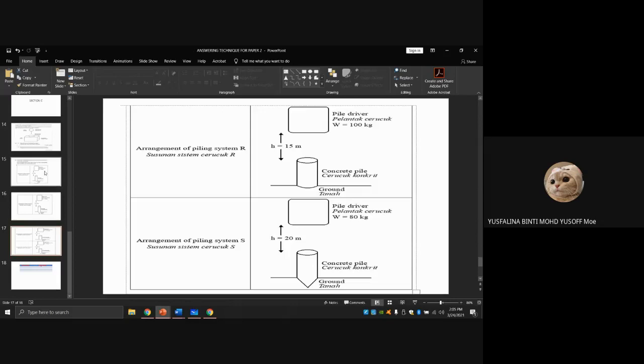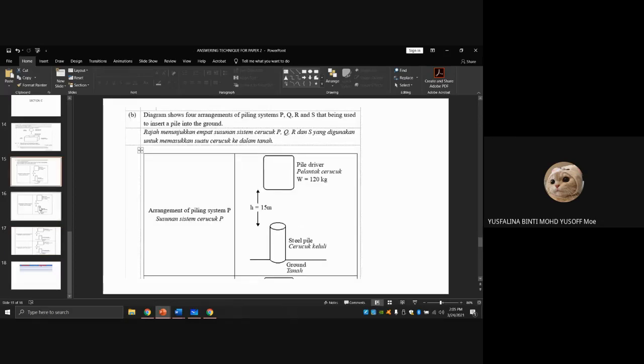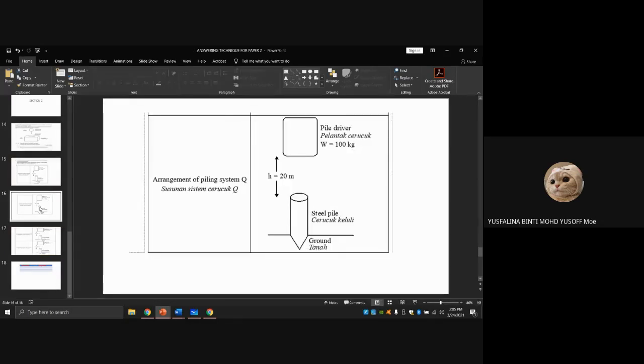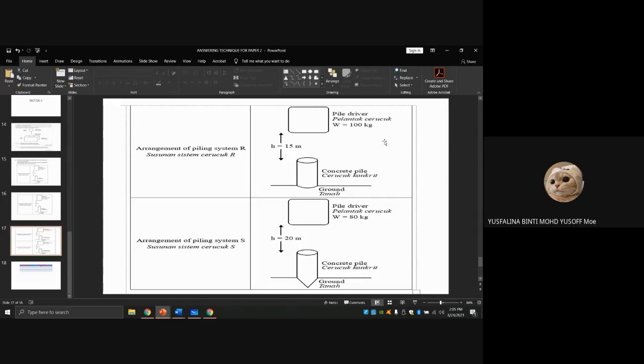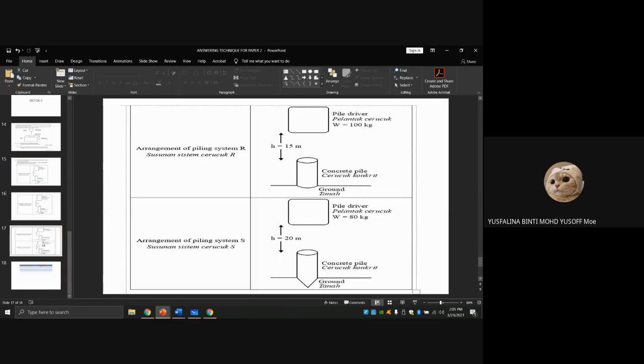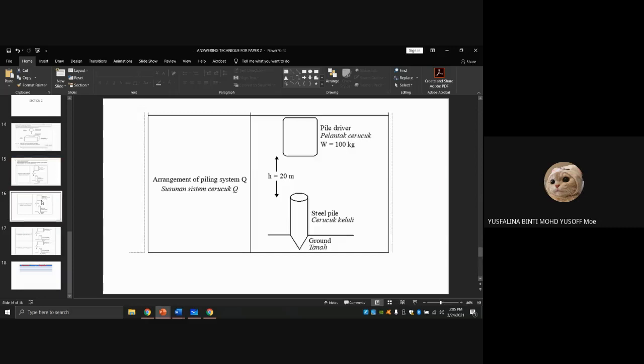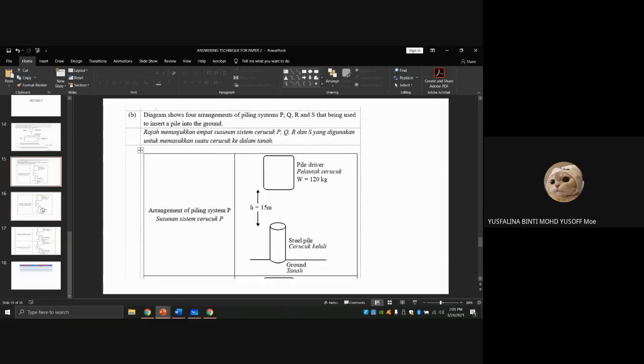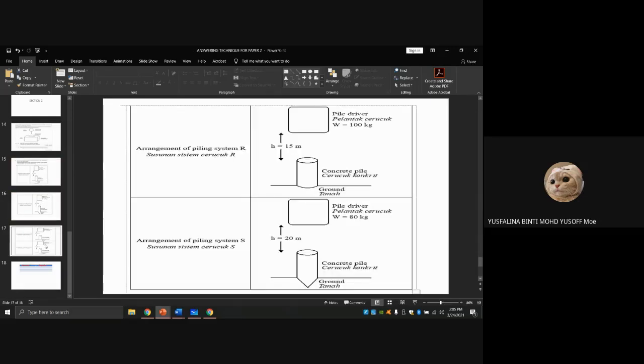We have pile drivers: P is 120, Q is 100, R is 100, and S is 80. So which one do you want, the highest or the lowest? The highest is 120 kg. Which one do you think is better?